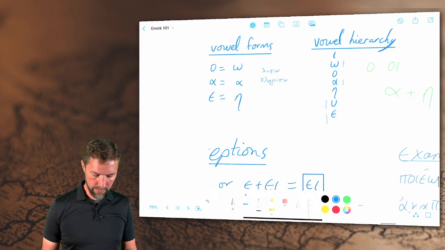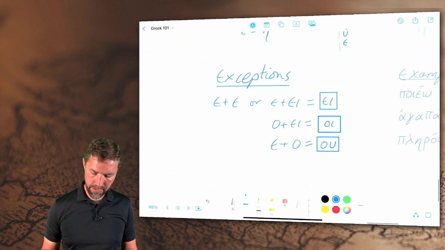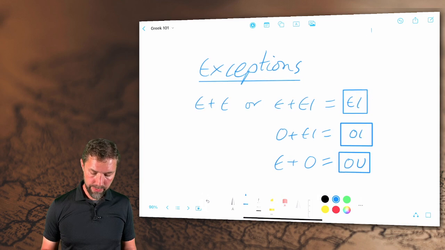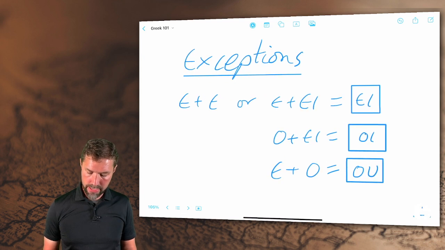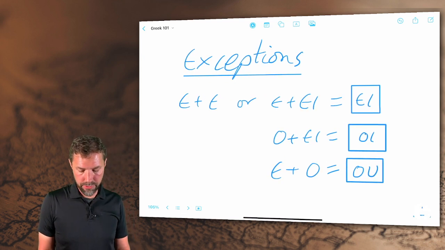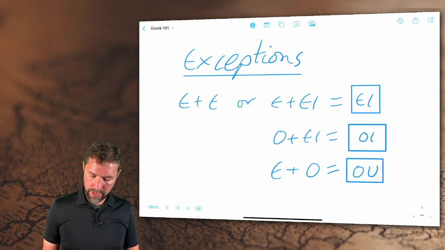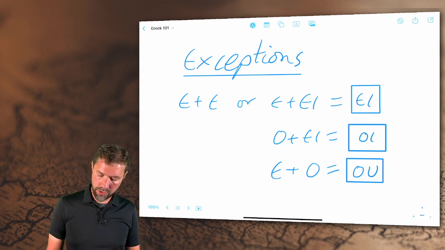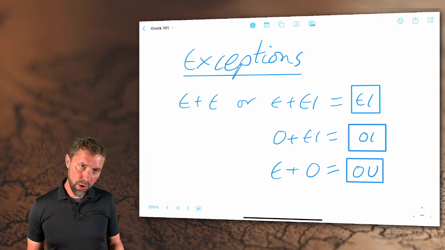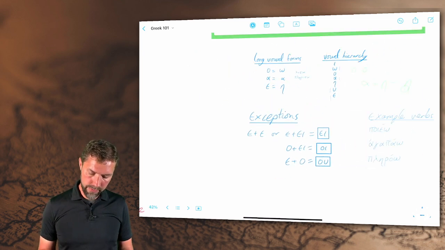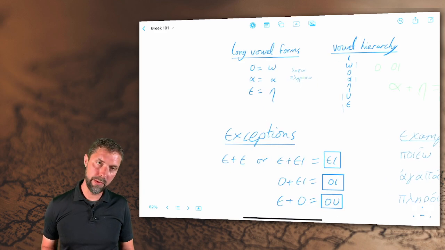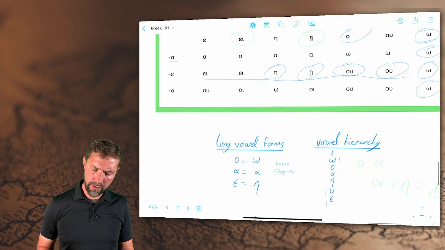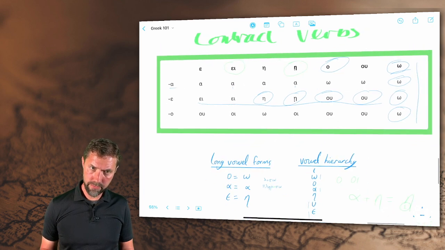Okay, and the final thing I'll put in here is just a set of things to memorize. There are some key exceptions that are worth remembering, and they are here. Epsilon plus epsilon, or epsilon plus epsilon iota, will give me epsilon iota. Omicron plus epsilon iota gives oi. Epsilon plus omicron gives ou. If you work with that set of information I've given you, these three pieces to memorize, you very nearly know the chart.